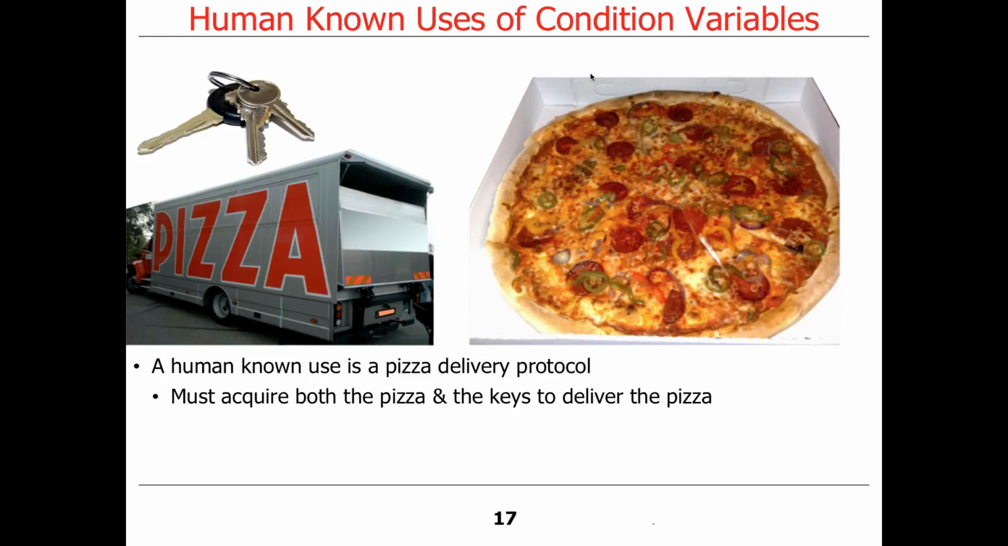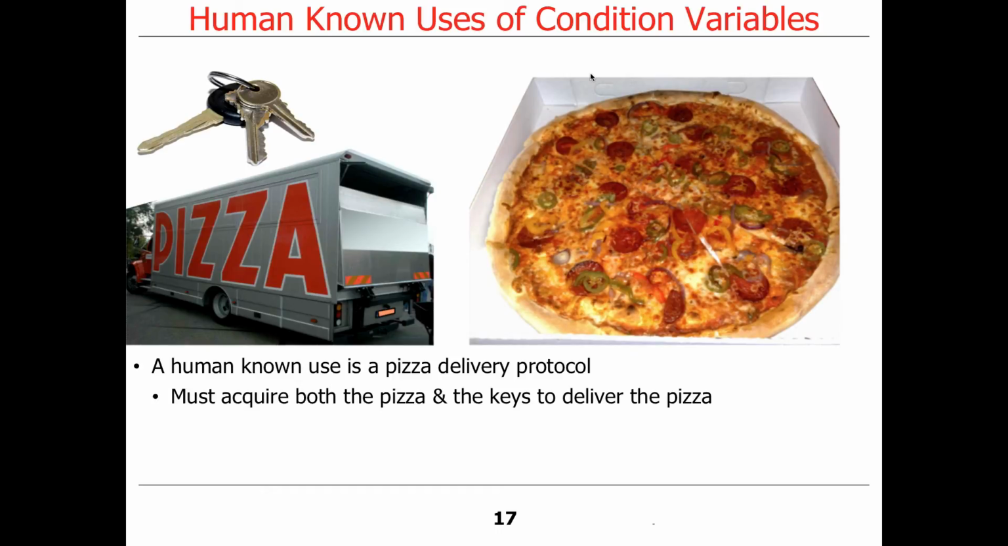And there's multiple things that you have to have in order to make progress. It's also important to remember in this scenario that when people go to try to get the resources, they acquire them in the same order. They acquire the keys followed by the pizza, or the pizza followed by the keys.